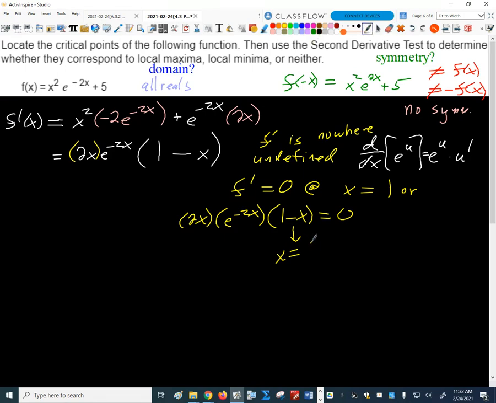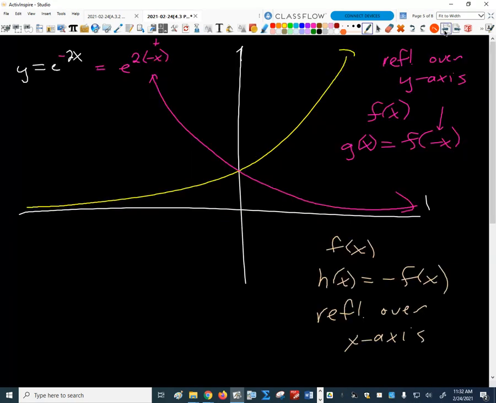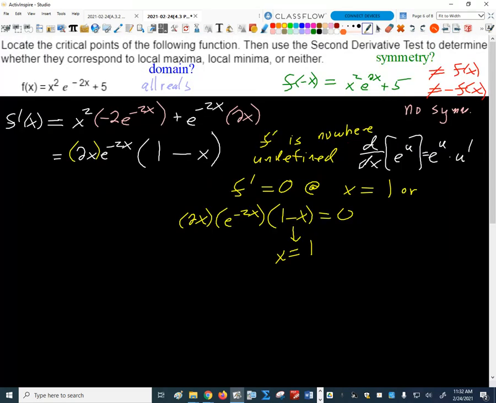Any others? Well, we know this one never equals 0, does it? If we look back at the previous page, e to the negative 2x is asymptotic. It never gets down to 0. So that one never gives us a 0. But when does 2x equal 0? When x equals 0. Good. So we're getting two results here: either x equals 1 or x equals 0. All right, so let's move on.